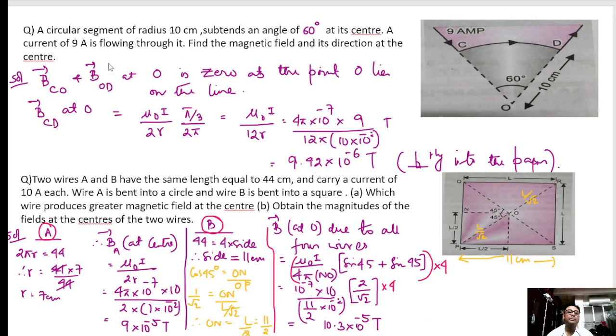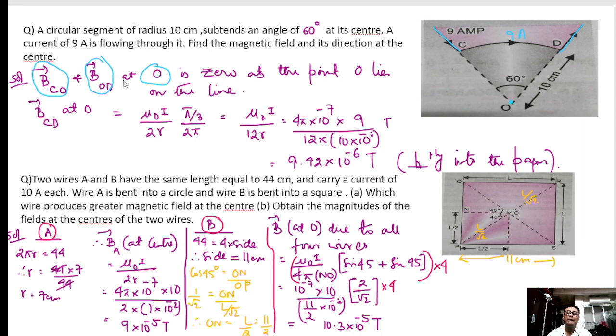Okay friends, so let's see. There is a circular segment, as you can see, of radius 10 centimeter, subtending an angle of 60 degree. The current carrying is 9 ampere current flowing like this. So what is the magnetic field at O? Due to the straight wires, because the point lies on the line of the wire, the magnetic field due to the straight wires CO and BO is 0.